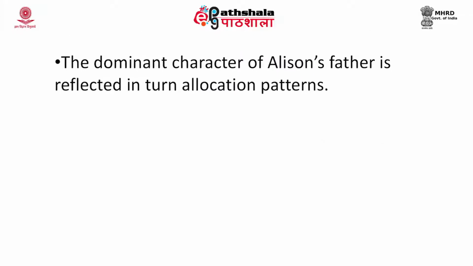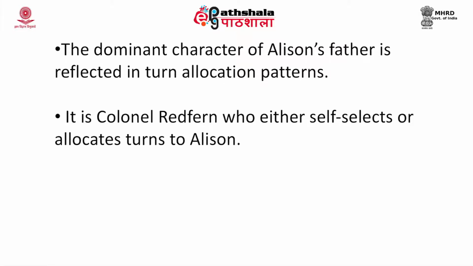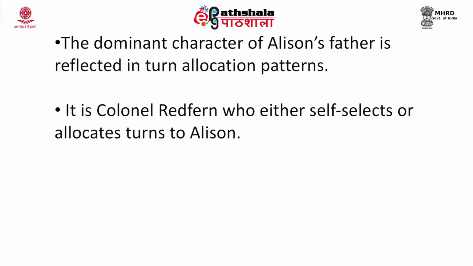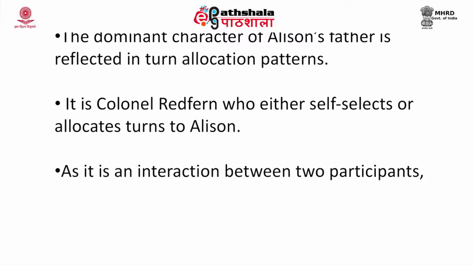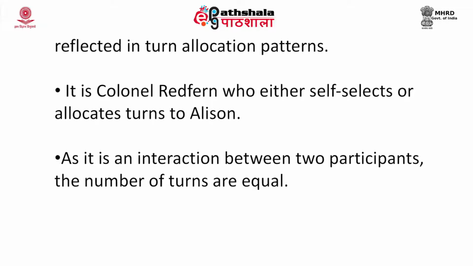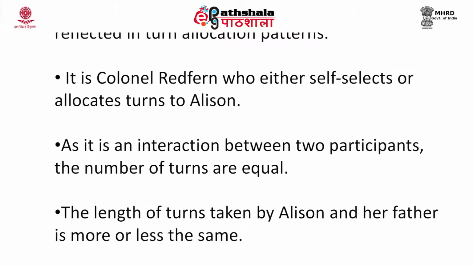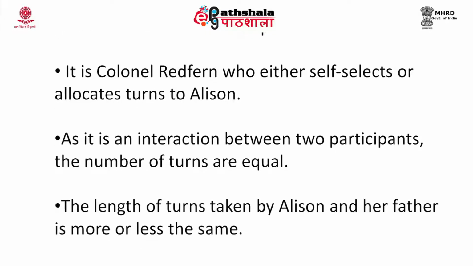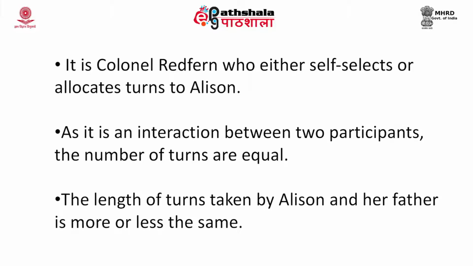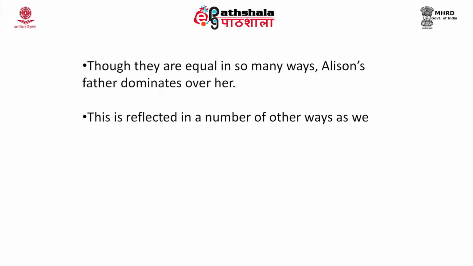The dominant character of Alison's father is reflected in turn allocation patterns. It is Colonel Redfern who either self-selects or allocates turns to Alison, as it is an interaction between two participants. The number of turns is equal. The length of turns taken by Alison and her father is more or less the same. Though they are equal in so many ways, Alison's father dominates over her. This is reflected in a number of other ways, as we have mentioned earlier.